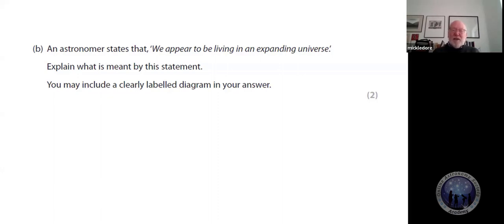We appear to be means it's based on evidence. The examiners are quite keen on that. Observational evidence strongly suggests that the visible universe is getting larger. Okay? It's no good saying the universe is expanding. That's just regurgitating the words in the question. We've got to be a little bit more original.